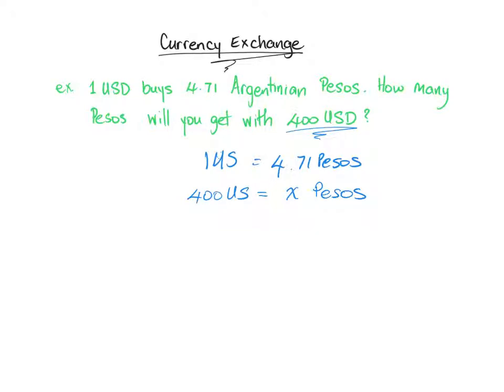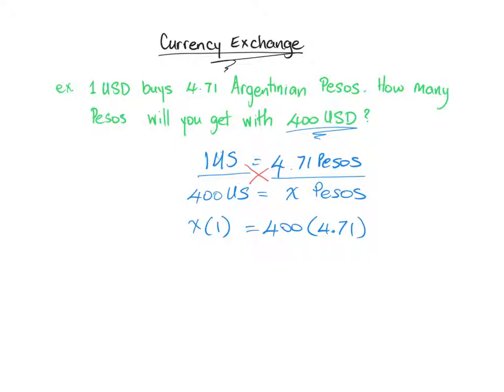Once we have that, then we can cross multiply. So we multiply that by that, and it's going to be equal to that by that. So we have here X times 1 is equal to 400 times 4.71. Now I left my units out. I did that on purpose because in this step right here, it tends to be a lot to look at if we have all the units in here. In this step, I do keep my units because I want to make sure that I'm lining up everything correctly. Pesos over pesos, US over US.